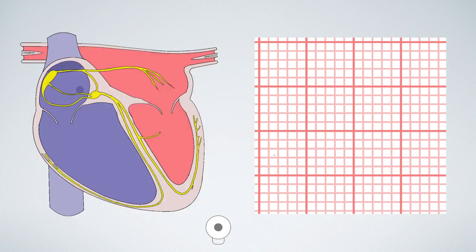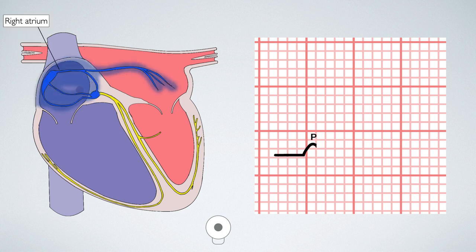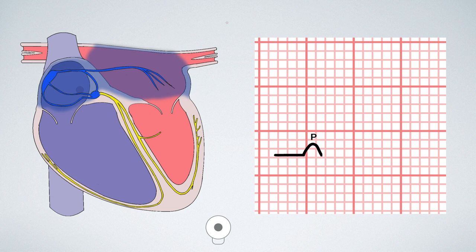Let's look now at how the electrical activity produces an ECG trace. An impulse is generated in the sinoatrial node that spreads across the right atrium before moving on to the left atrium. This flow of electrical activity produces two vectors, the first moving towards the electrode and the second moving away from it. The vectors produce a smooth, dome-shaped P wave in the ECG trace.